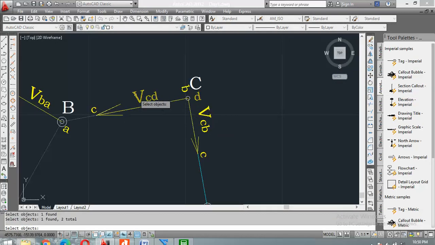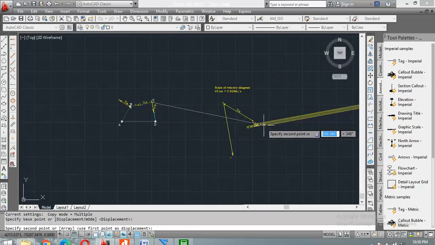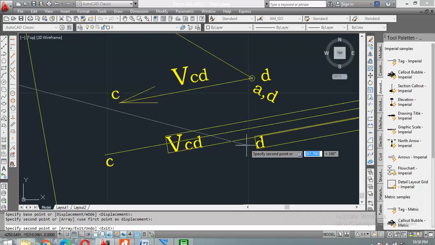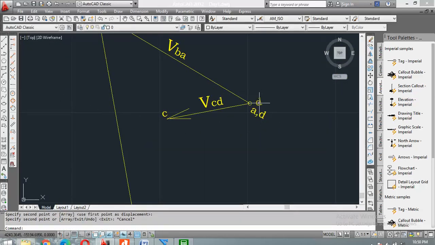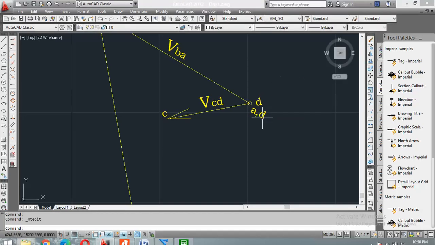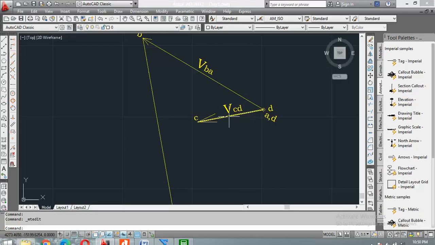Okay, sorry, let me shift once again. The VCD vector, I am taking its direction from the mechanism diagram. I am taking the D point as the reference point because the D point is marked in the velocity diagram, and I am fixing the D point on this location. So I am picking the D point. Now once again I want the dimension, the length of this VCD vector.